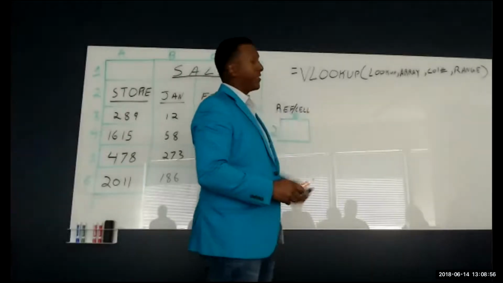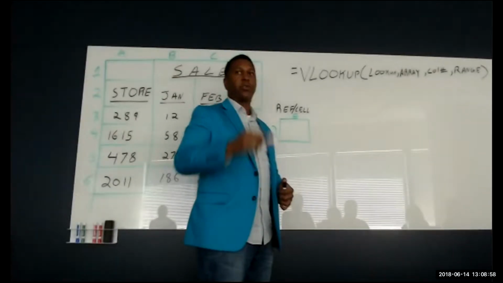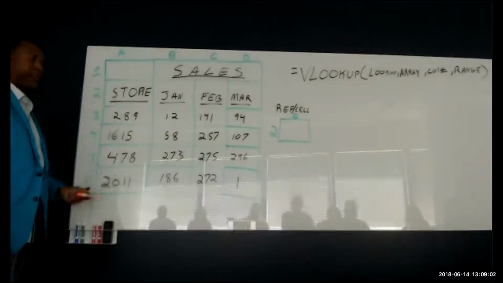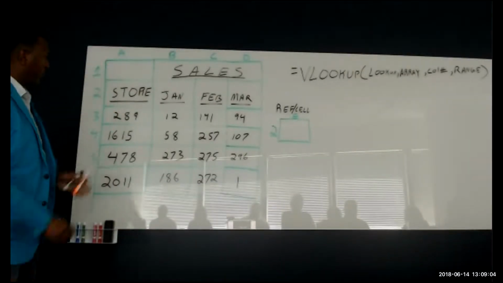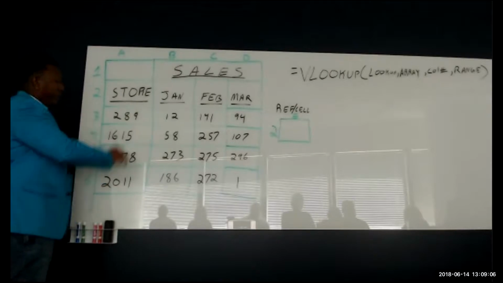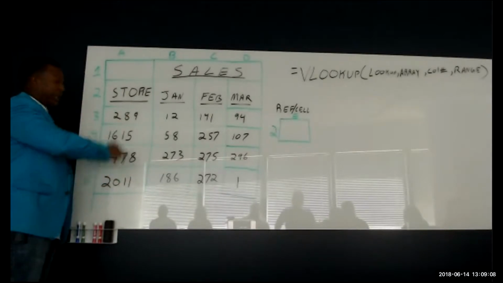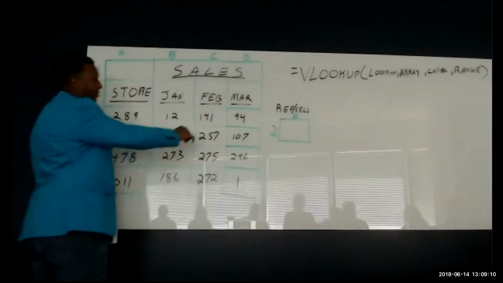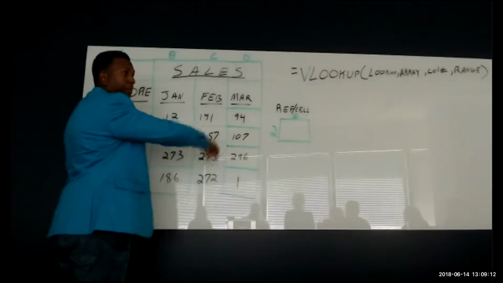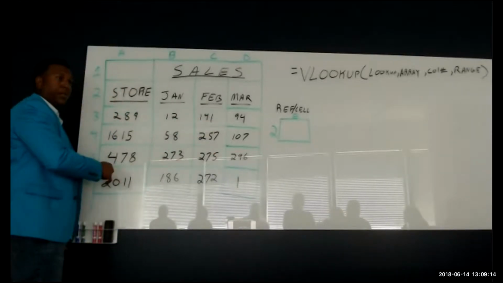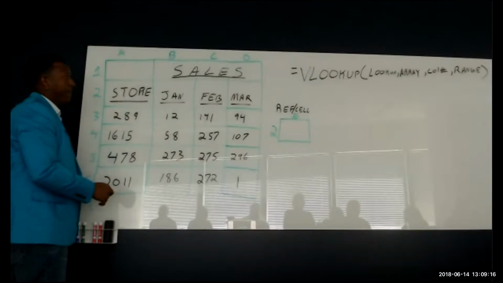The V actually stands for vertical. It's a vertical lookup, which means it looks from top to bottom in a vertical standpoint. So it's going to find what you ask it to look for in a column, then it's going to return the numbered column away from the first column that you asked for, okay?